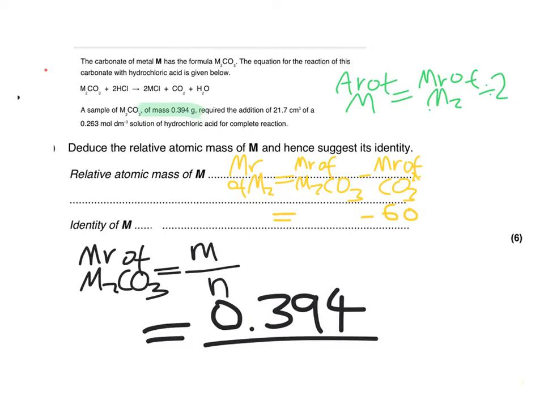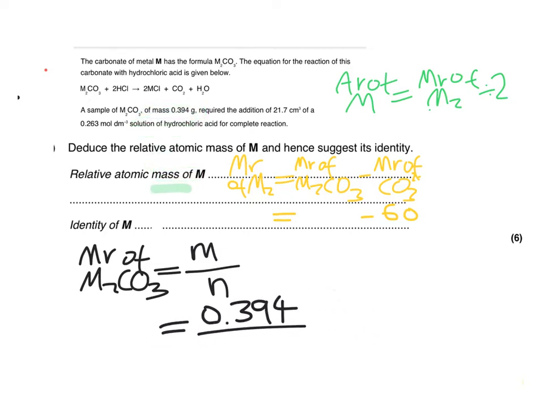So all we need to do now is work out the moles. We've got the mass, we just need the moles of M2CO3. So how can we work out the moles of M2CO3? Well, they haven't given us any information that allows us to do that directly. Often I've seen students trying to calculate the moles by rearranging this equation, but you can't do that without the Mr. So we need to work out the moles another way.